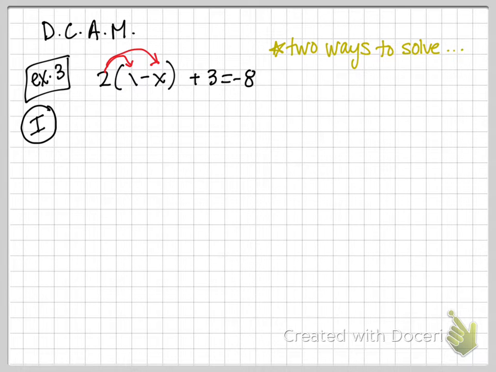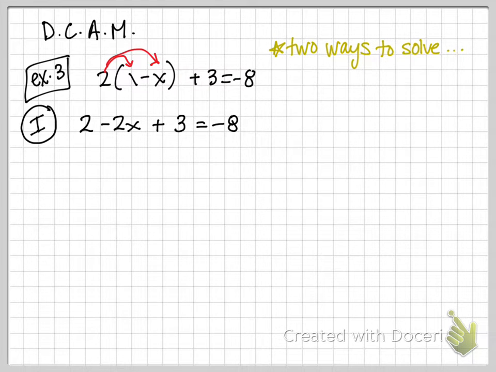2 times 1 is 2. 2 times negative x would be what? Negative 2x. And then just bring everything else down. So 2 minus 2x plus 3 equals negative 8. So everything else kind of stays the same.